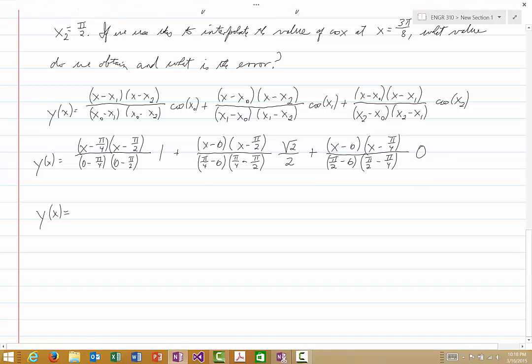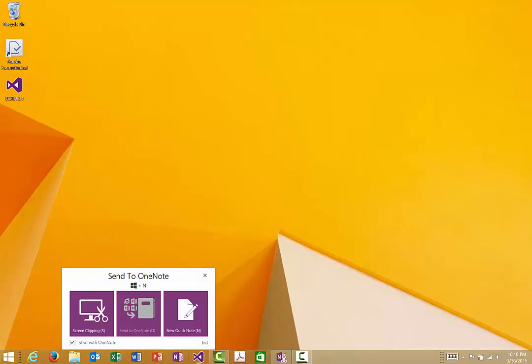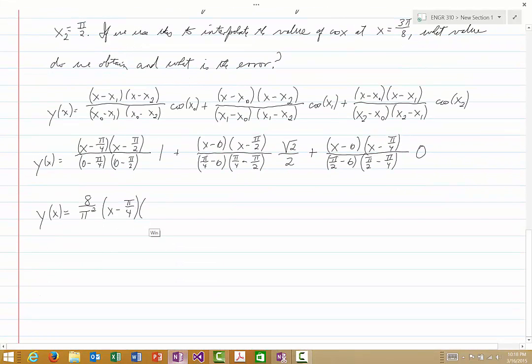So we'll be left with, in the bottom of this first expression, minus pi over 4 times minus pi over 2. So the minus times minus will give us positive. We'll get pi squared over 8. And so we'll go ahead and write 8 over pi squared times x minus pi over 4 times x minus pi over 2. That's what this first term will simplify to.